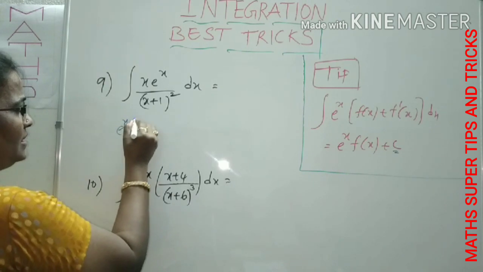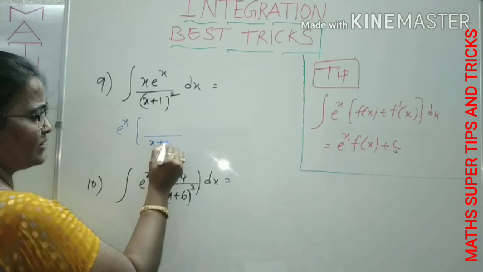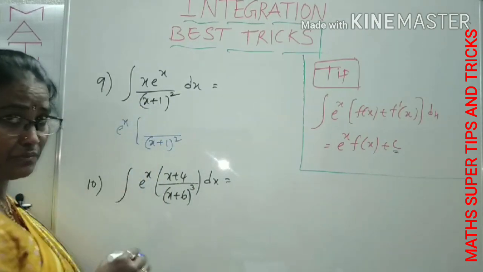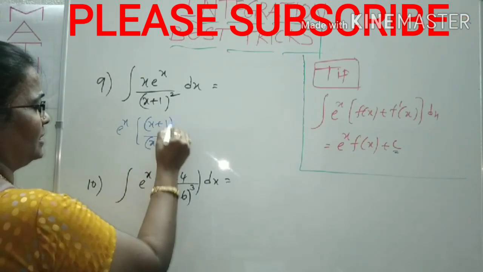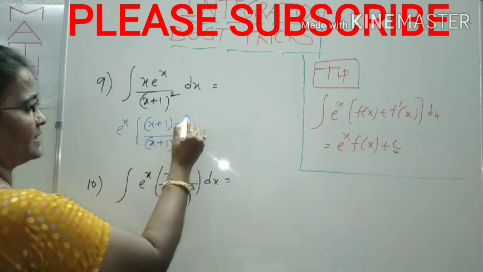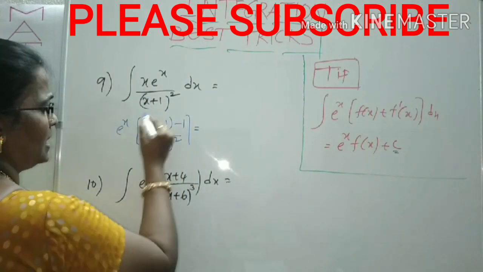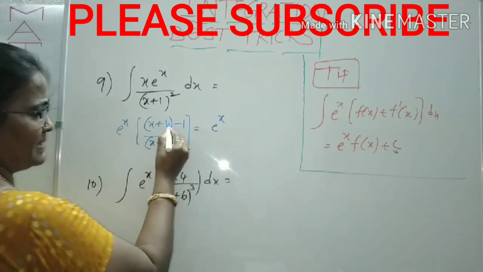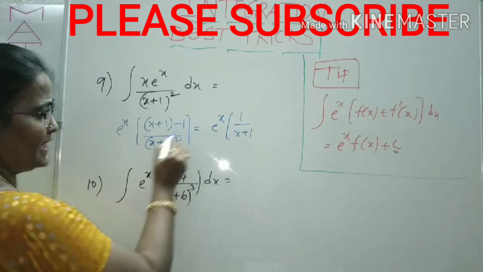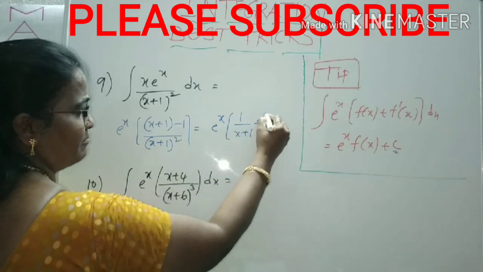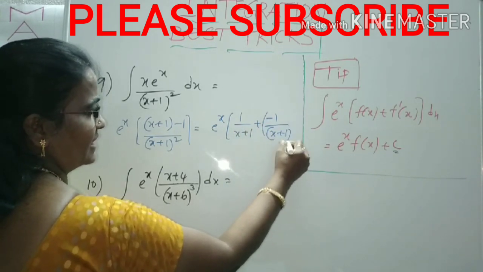e power x of (x plus 1) whole square is there in the denominator. (x plus 1) whole square you can read it as it is. What will be left over in the numerator? x. We can write x by adding 1 and subtracting 1 to reduce it into this form. Integration symbol you can write. Now by the separation, this is e power x, (x plus 1) by (x plus 1) whole square, which becomes 1 by (x plus 1) plus minus 1 by (x plus 1) whole square.